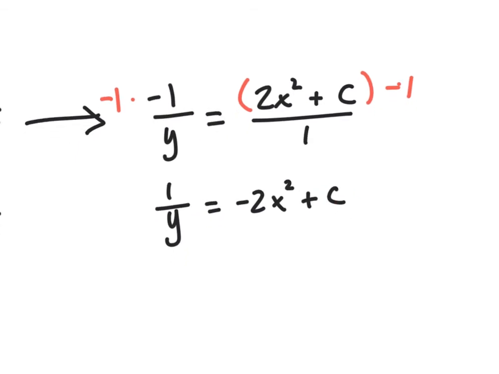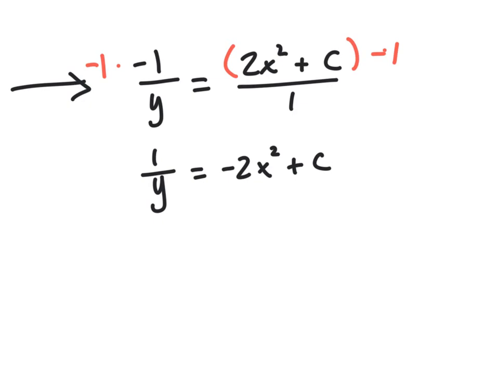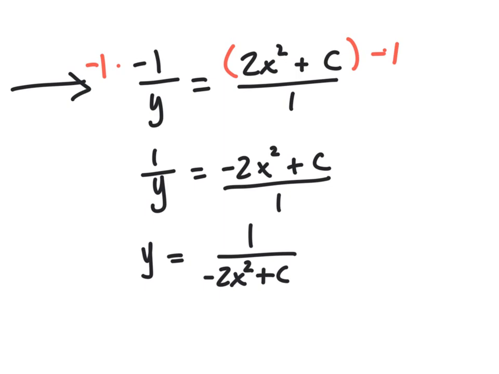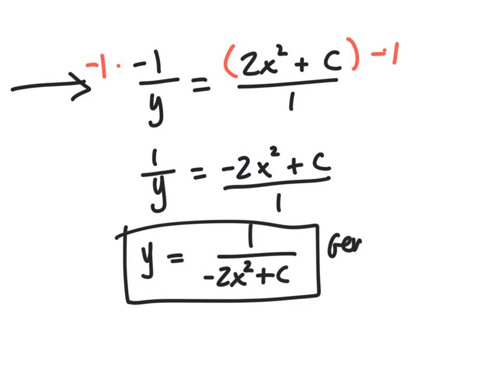And so what I want to do at this point is write that over 1, and we're going to then solve this for y and take the reciprocal. So what happens is we end up getting y is equal to 1 over negative 2x squared plus c. Now, when I do that, this is another form of my general solution. Okay, this is my general solution.